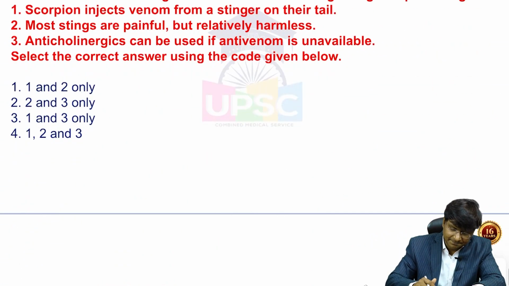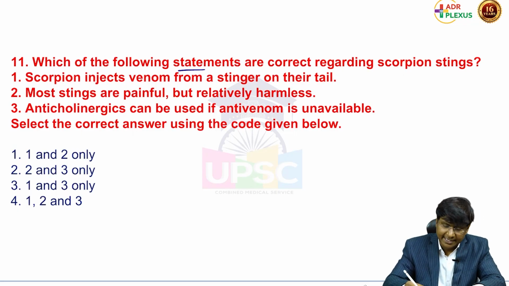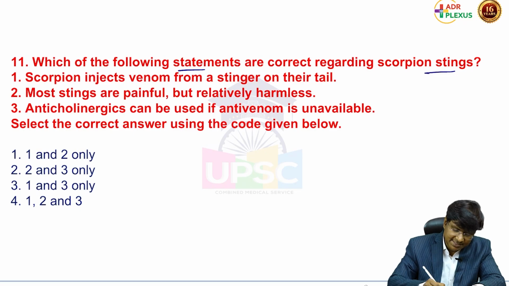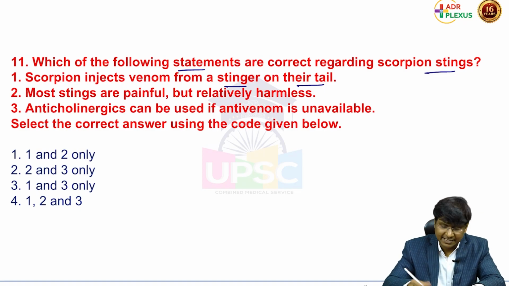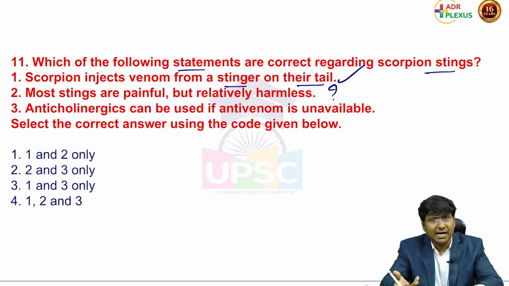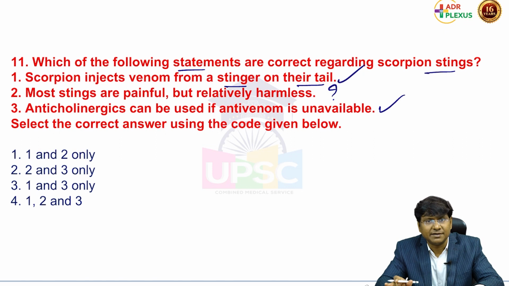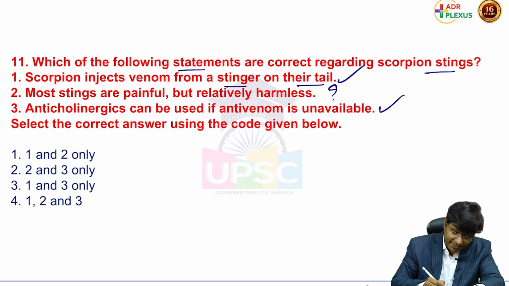Next question. Which of the following statements are correct regarding scorpion stings? Options: Scorpion injects venom from the stinger on their nail. This is the correct statement. Most stings are painful but relatively harmless. This is a little question mark because they are harmful. Anticholinergics can be used if antivenom is unavailable. That is the correct statement. So the answer is 1 and 3.